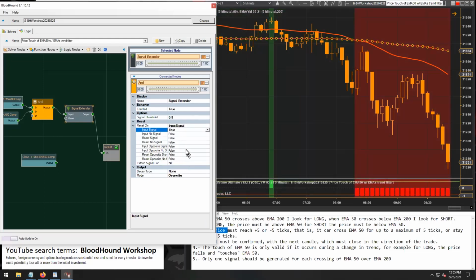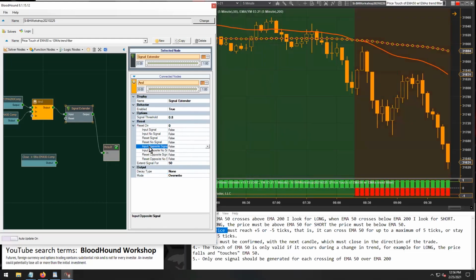Yeah, there we go. Bingo. Oh, yeah, there we go. I grabbed the wrong reset and put opposite signal. There we go. Okay. That's what we want. So with the signal extender, I can use one of these resets here. And the one I'm using is this input opposite signal, input opposite signal, right?